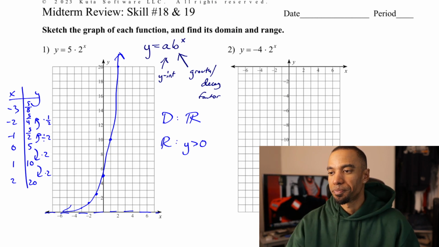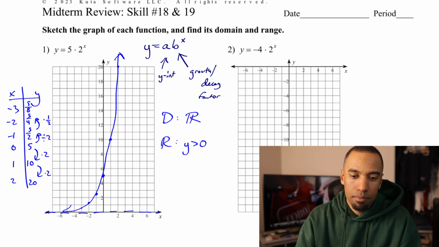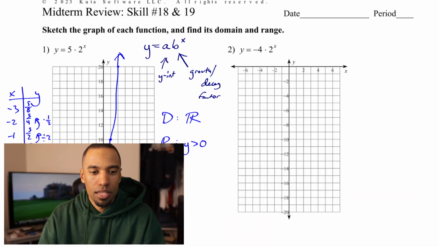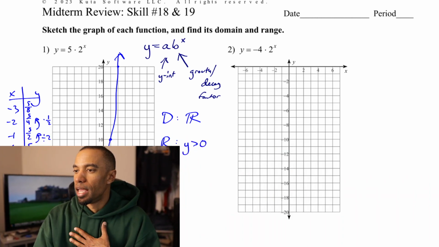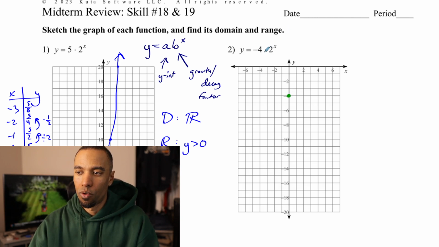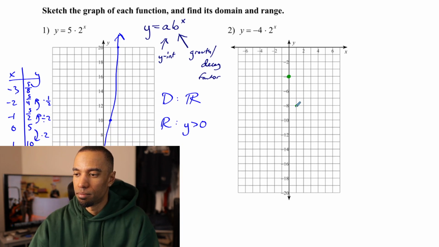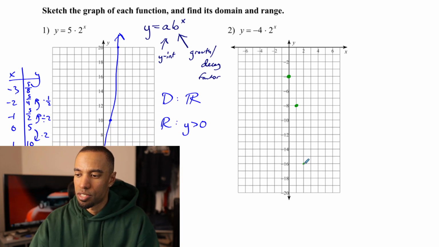All right, number 2. y equals -4 times 2 to the x power. Now this time, let me move myself over here. -4 is my y-intercept. That's (0, -4). And as x increases by 1, we're multiplying another 2 to our y values. -4 times 2 is -8. -8 times 2 is -16.